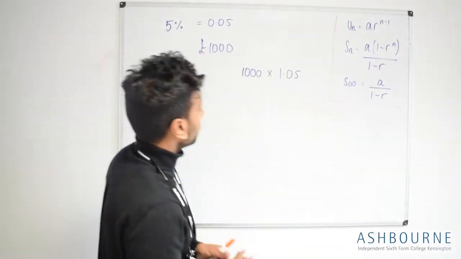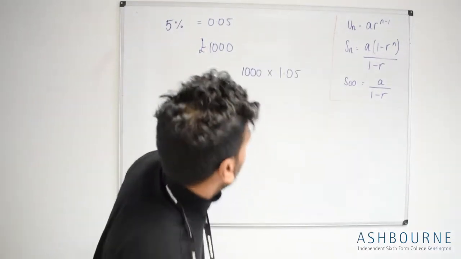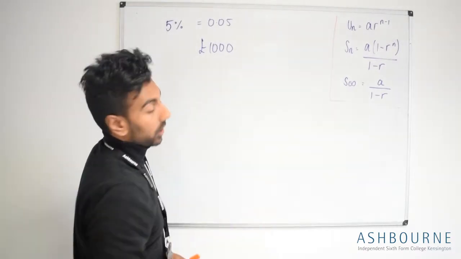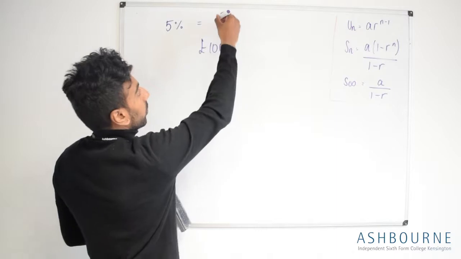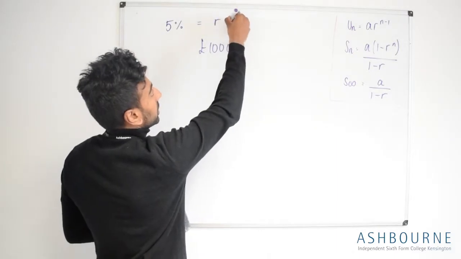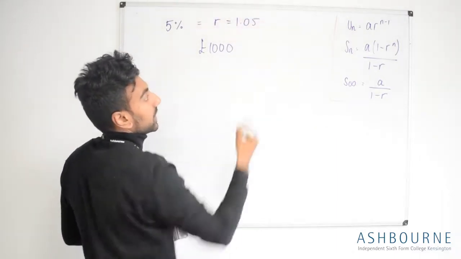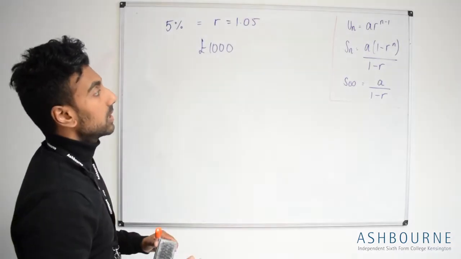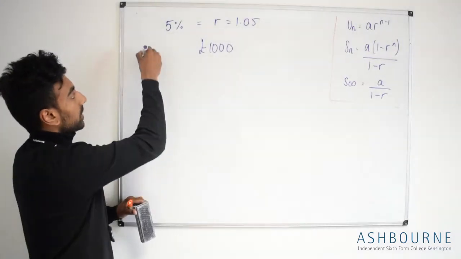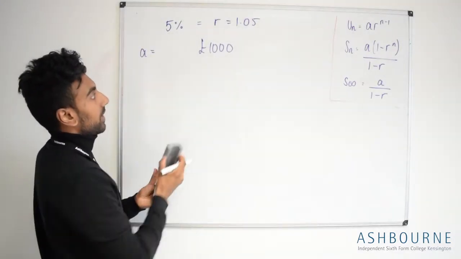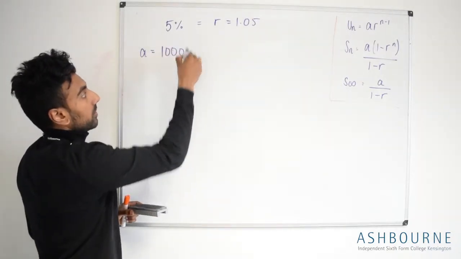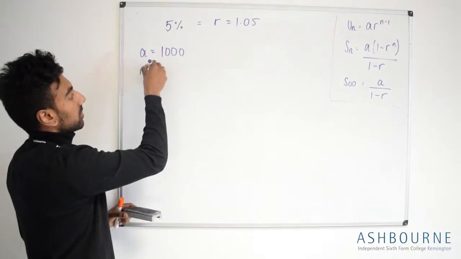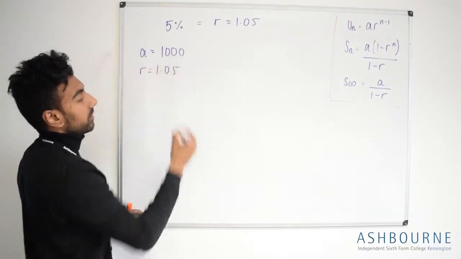So, like I said, we've now got our common ratio. 5% to us is, we're going to times it, it's going to be our common ratio of 1.05. That's what R is to us. Okay? And the other things that we know that A is 1,000. That's my first term, that's what I'm opening my bank account with. We've said R is 1.05.